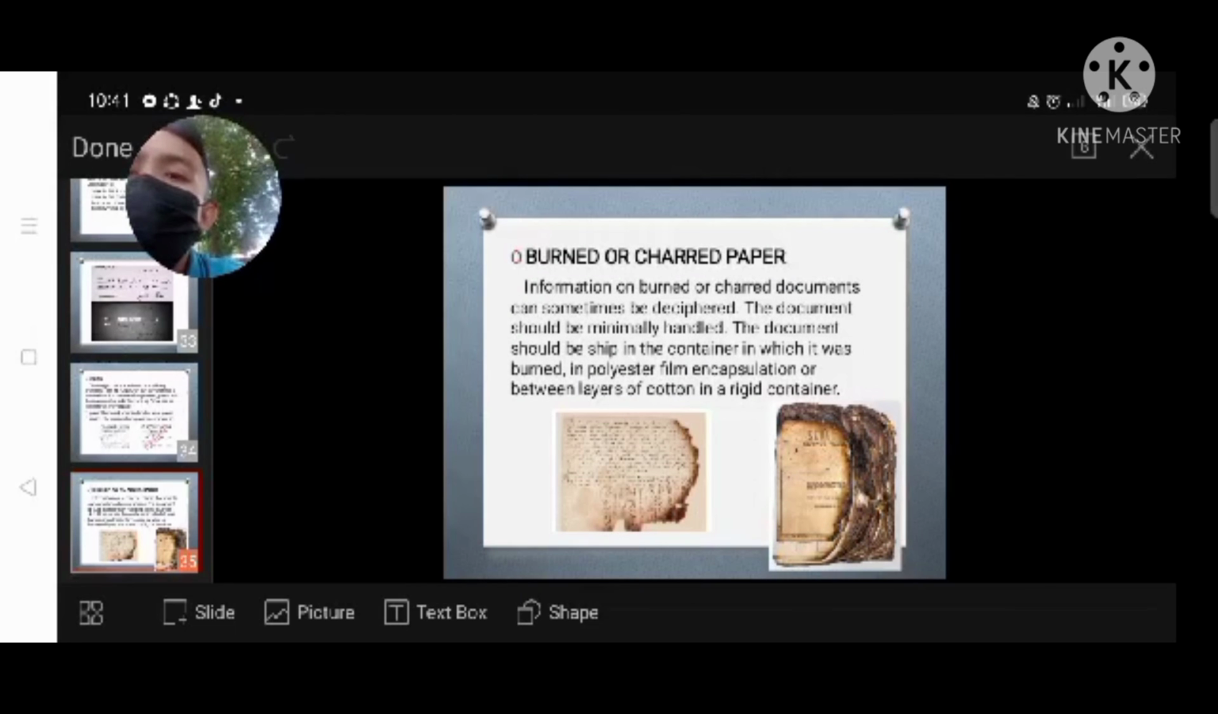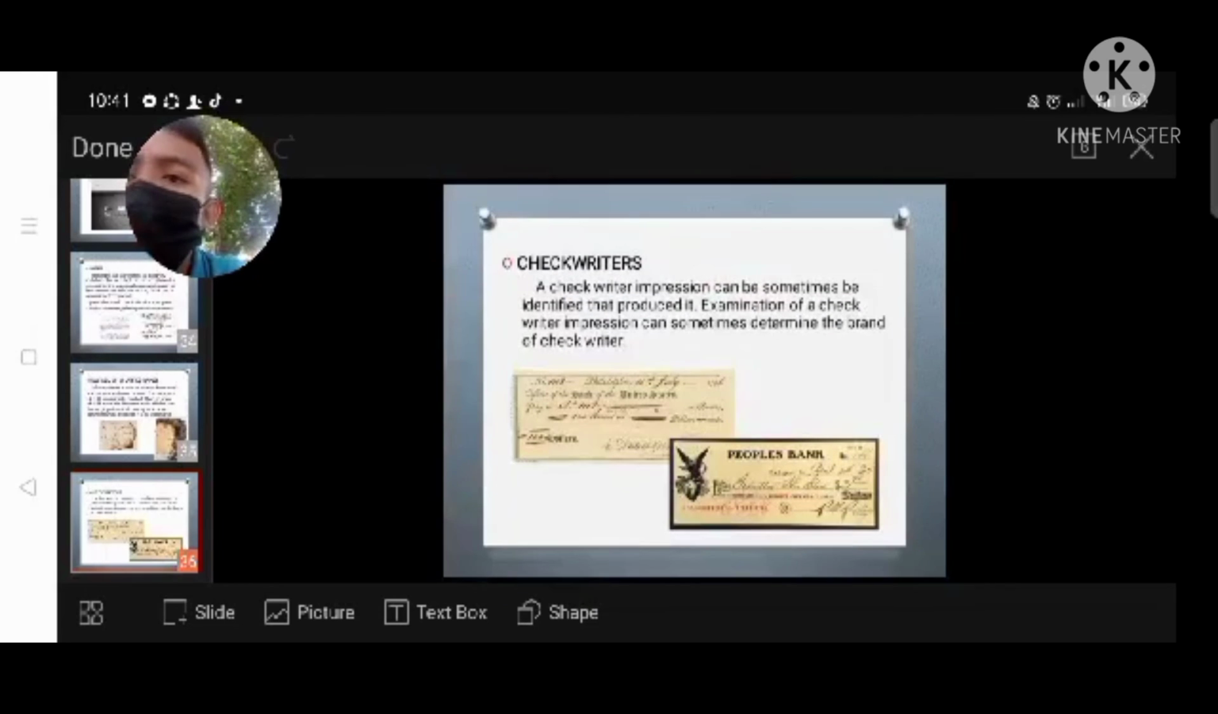Burned or charred paper. Information on burned or charred documents can sometimes be recovered. The document should be minimally handled. The document should be shipped in the container in which it was burned, in polyester film encapsulation, or between layers of cotton in a rigid container.